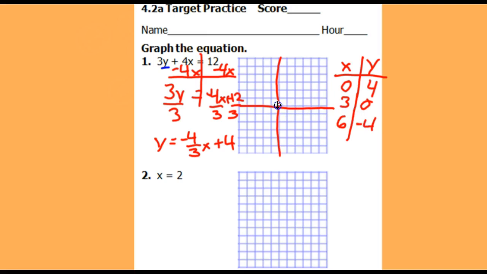So what we gotta do first then is look at 0, 4. So 0 on the x, 4 on the y, 1, 2, 3, 4. And 3, 0, 1, 2, 3, 0. And if I go to 6, go down 1, 2, 3, 4, negative 4. And there is my not so straight line, but you get it. It's supposed to go straight down like that. It's a terrible line. Sorry, guys.